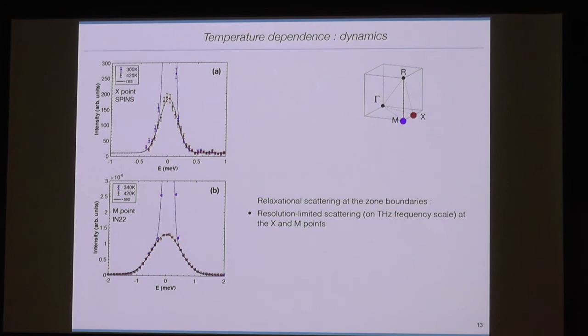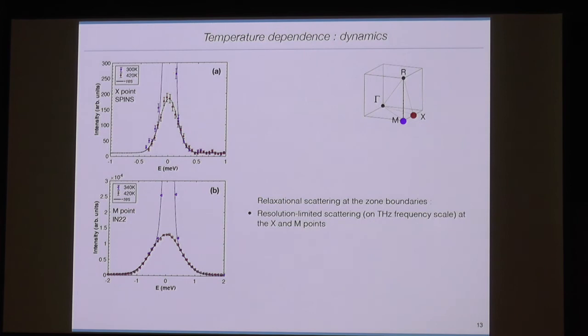We also investigated the relaxational behavior at the zone boundaries. So these are cuts in energy around E equals zero at the X point and M point as a function of temperature. And what we saw is just a sudden large increase of the intensity when going to the orthorhombic phase, while the energy width remains resolution limited on the terahertz scale.